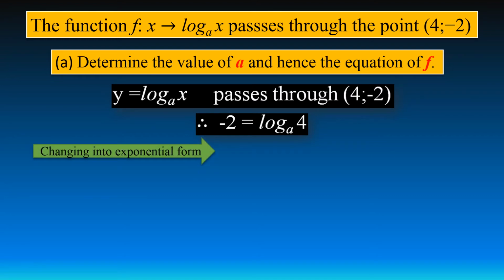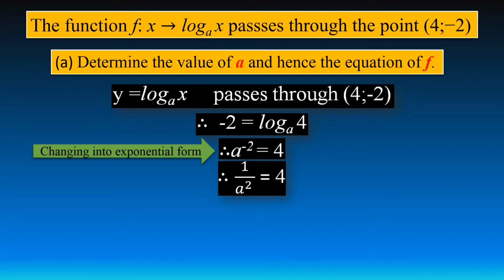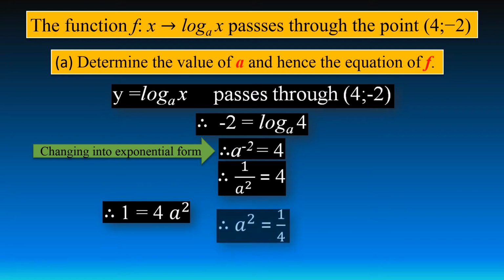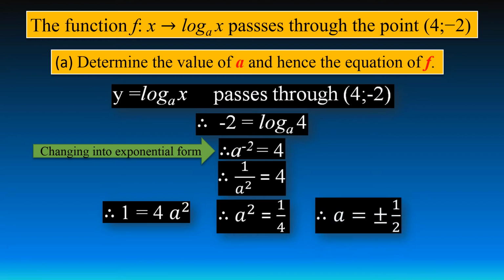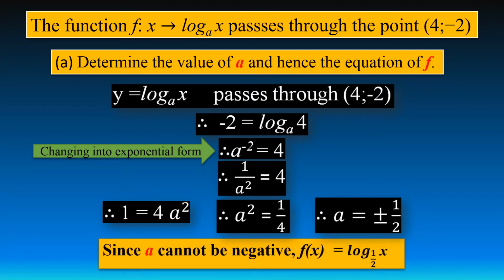Okay, we change it into exponential form. We get a to the power -2 equals 4. Then what is a to the power -2? That is 1 over a squared. Then we have 1 equals 4a squared, cross multiplied, and we get a squared equals 1 over 4. Therefore a must be the square root of 1 over 4, plus or minus 2. Since a cannot be negative, the base cannot be negative in log, so we write f(x) equals log half x.